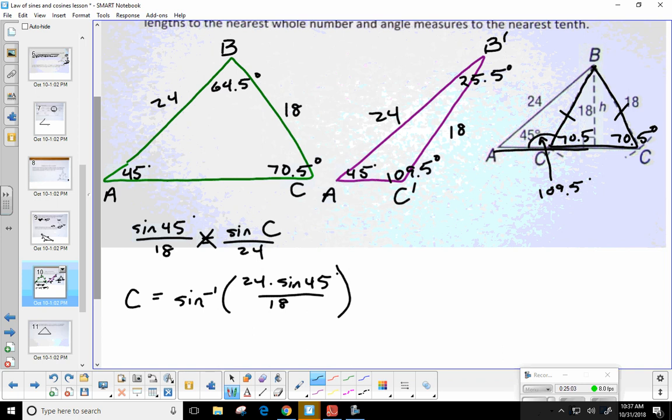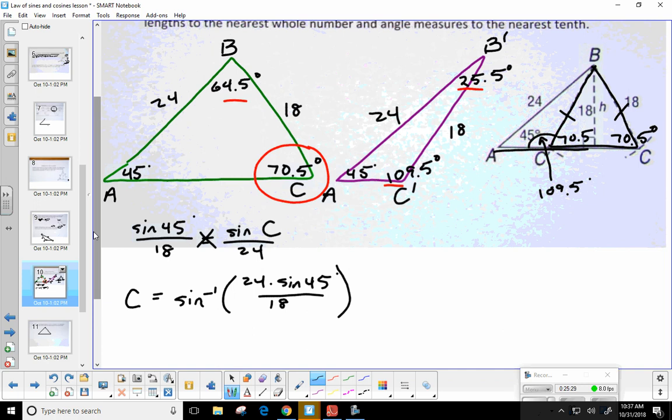Do you see how once you have the two triangles created, by finding this angle first using the law of sines, I was then able to find this remaining angle, then this one and that one, with just some simple arithmetic. Now, what's the only thing that's left? You've got to find little b and little b prime, right?